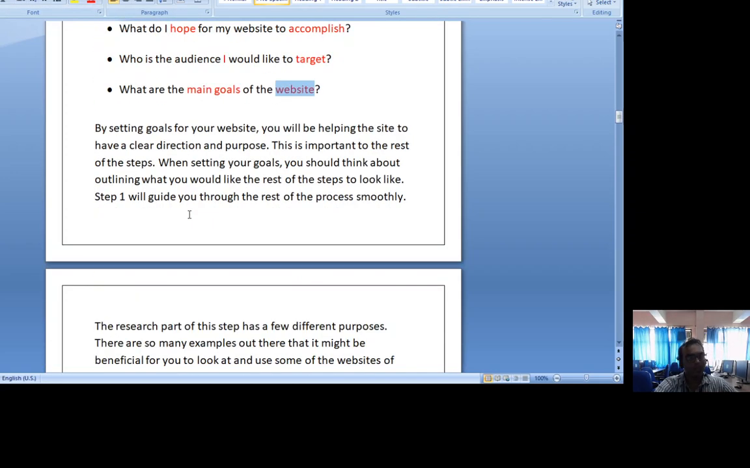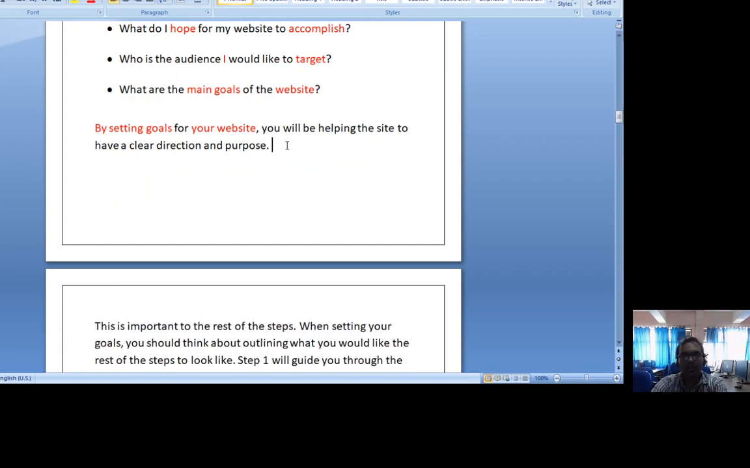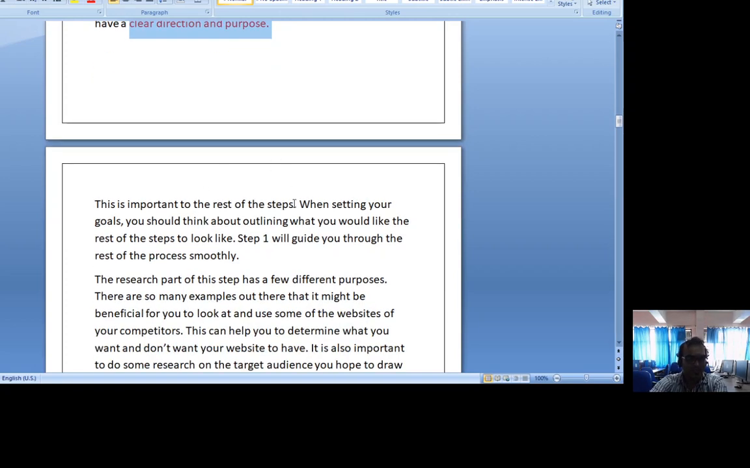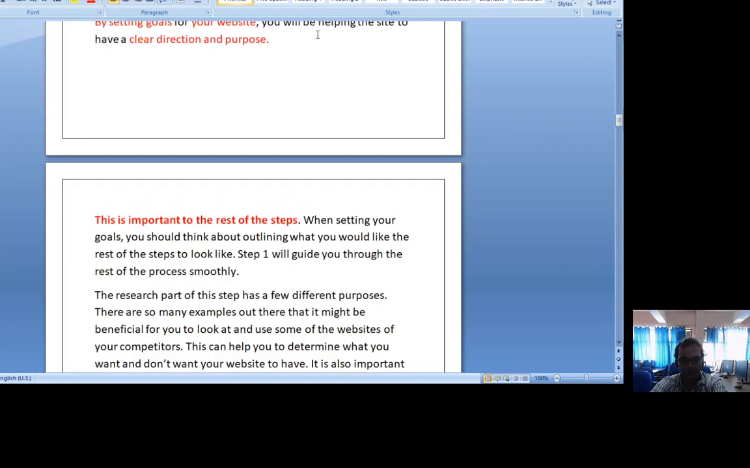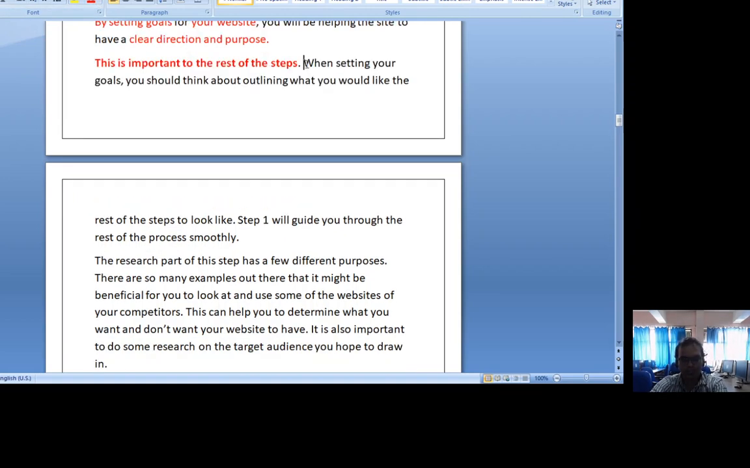Let's move ahead. Now, what will be the optimal result of setting a goal? By setting a goal for your website, you will be helping the site to have a clear direction and purpose. Very important. Vagueness is clearly defined, from which we are able to define a timeline. So clear direction and purpose is defined here, and this is the important step for the rest of the steps.